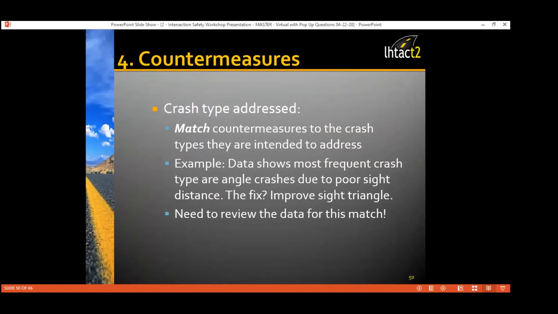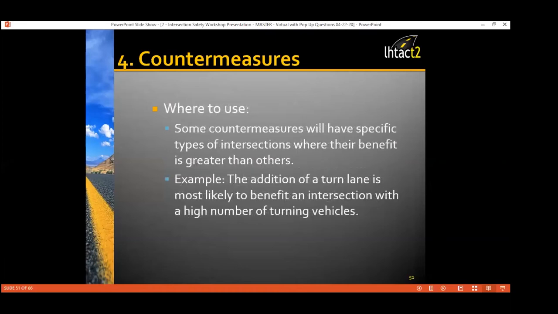So when we list the crash type addressed, we want to try to match the countermeasure to the crash type that you're intending to address. So in this example, it might be that the data shows we have a frequency of right angle crashes due to poor sight distance. To fix that, let's improve our sight triangle. So I think if you're building this workbook, it's always very good to address the crash type and what you're trying to address by the countermeasure you're trying to put in.